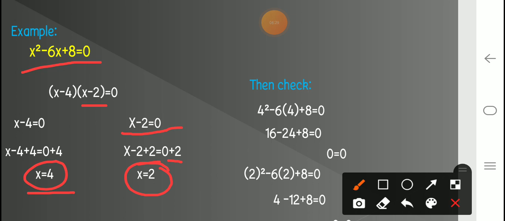So if we get the answer, 16 minus 24 plus 8 is equal to 0. So it satisfies our given equation.